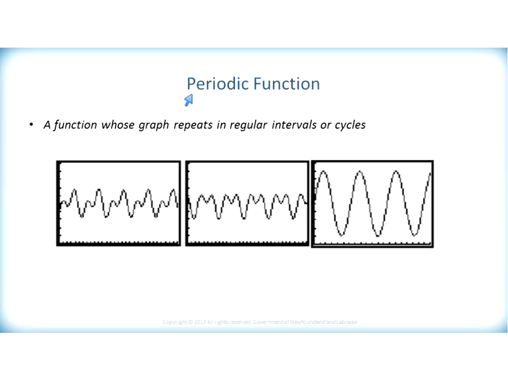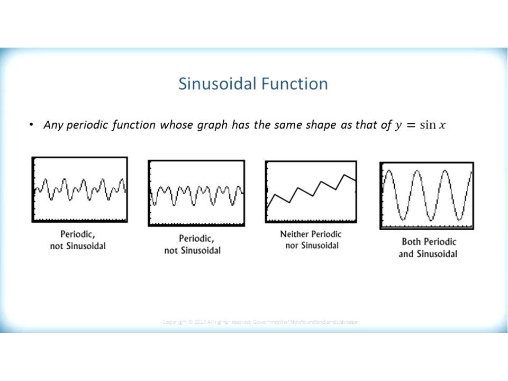First, let's have a look at what a periodic function is. A periodic function is a function whose graph repeats in regular intervals or cycles. So as you can see, it repeats its cycle. Here's another periodic function, and another periodic function. A sinusoidal function is any periodic function whose graph has the same shape as a sinusoidal function, as y equals sine x.